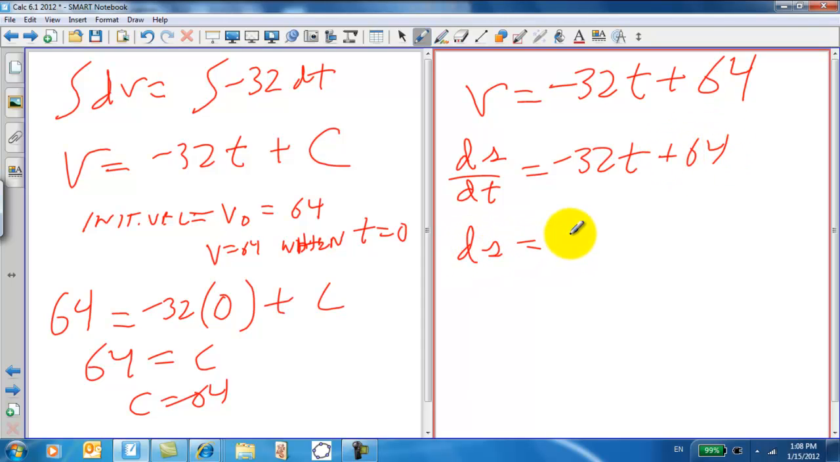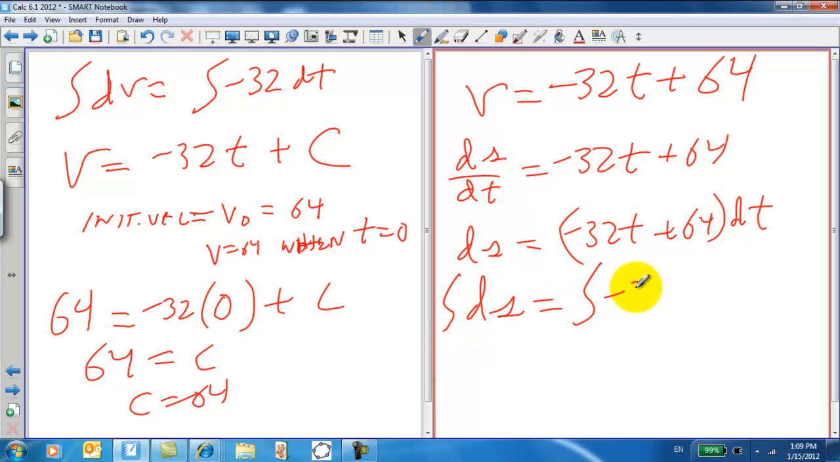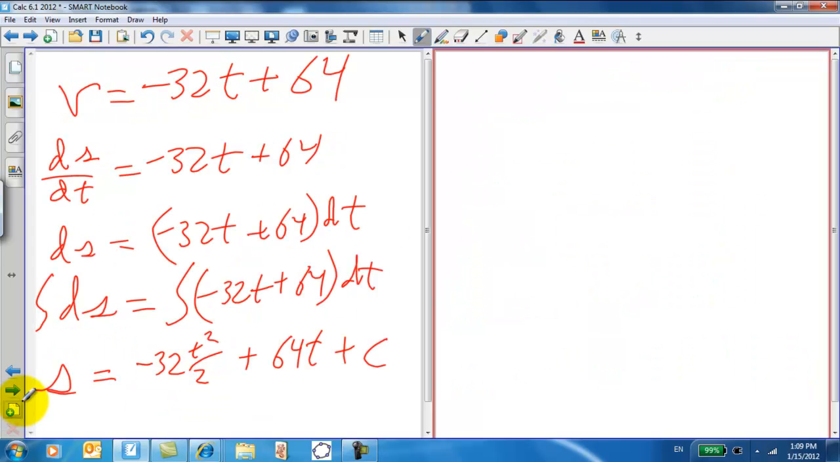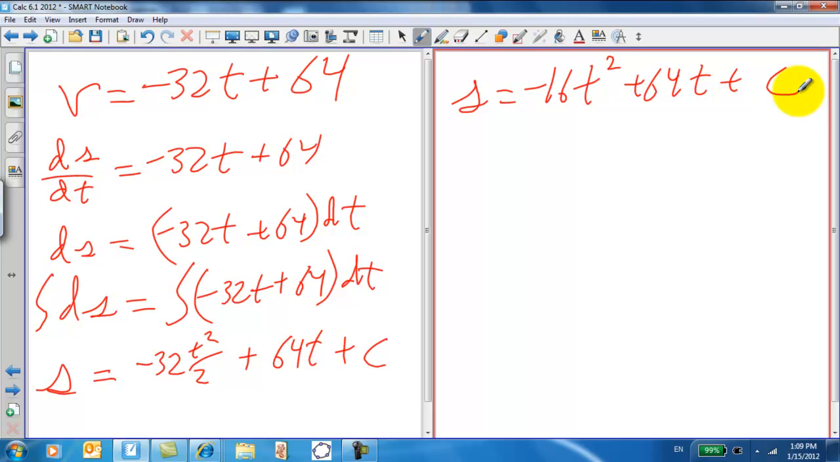And let's put the dt on the other side there, just so we've got all our eggs in a row. Take the antiderivative of both sides. And now you get s, the displacement, equals negative 32 t squared over 2, and 64 as a constant, so now it's multiplied because it was t to the 0, now it's t to the 1, plus a constant of integration. So s equals negative 16t squared plus 64t plus some constant of integration. Now we can use initial conditions to get the specific answer.